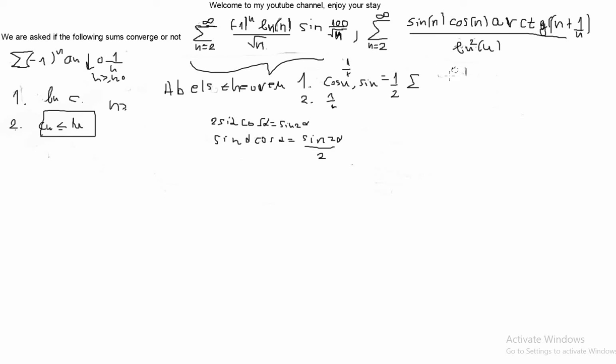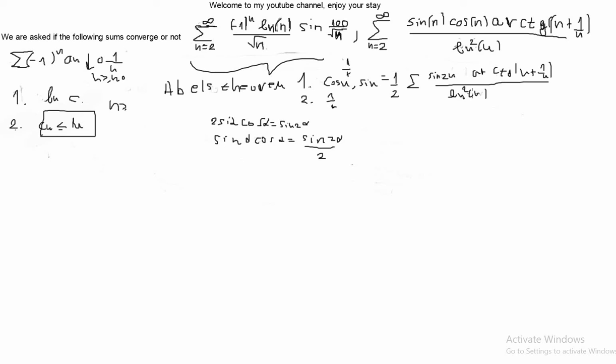We will have a sine of 2n, which we get from this, and we have arctangent of n plus 1 over n, everything divided by ln squared of n. Okay, this is better.